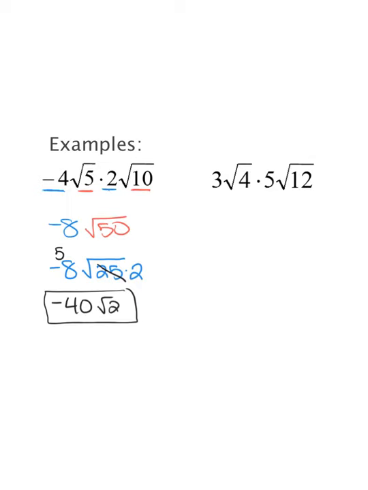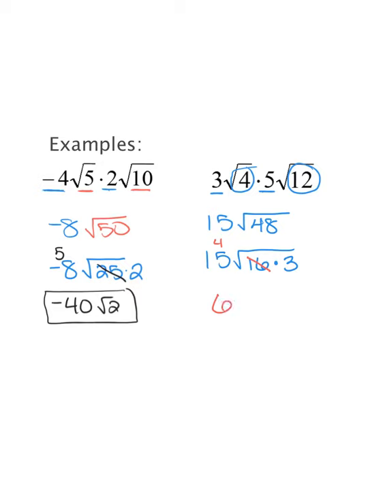The next example, 3 times 5 is 15. 4 times 12 is 48. Now I'm going to break down my 48. Two numbers that give me 48, one of them should be a perfect square. I'm going to go with 16 times 3. The square root of 16 is 4. 15 times 4 is 60, and I'm left with a radical 3.